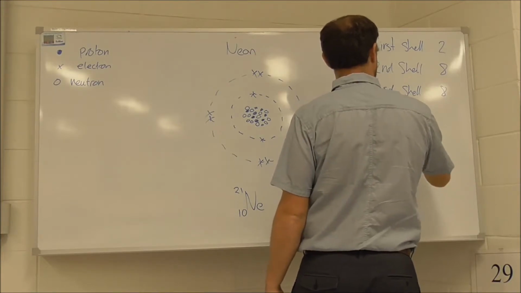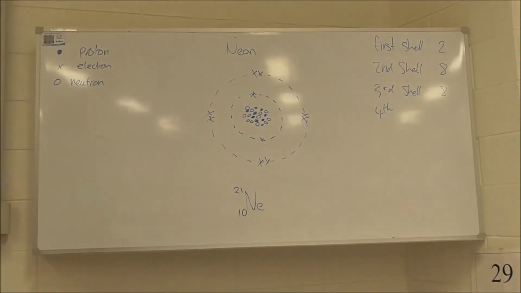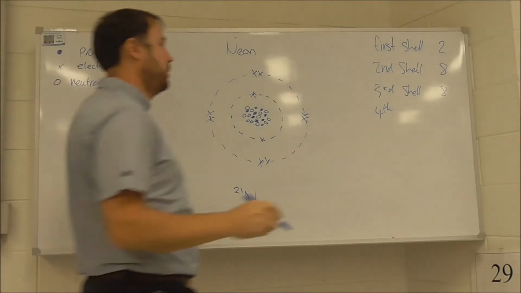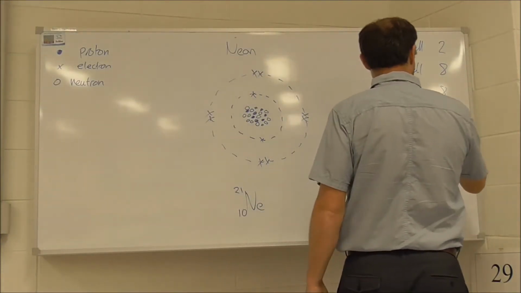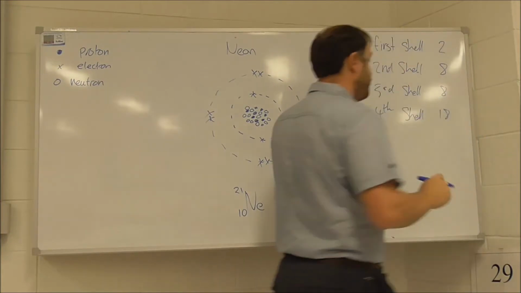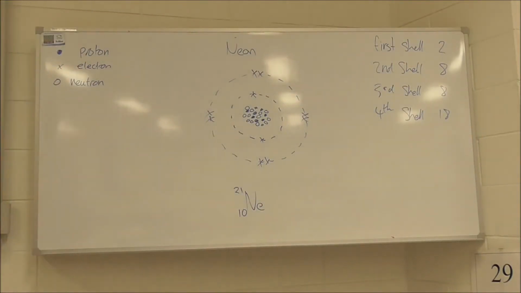And the fourth shell, 18, isn't it? Okay, so we're going all the way along. The fourth, fifth shell have 18. The sixth and seventh shell, right, we don't. This is not actually testable, but just to show you how it works.